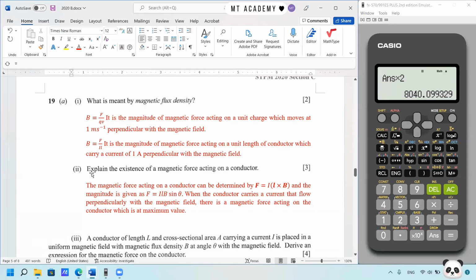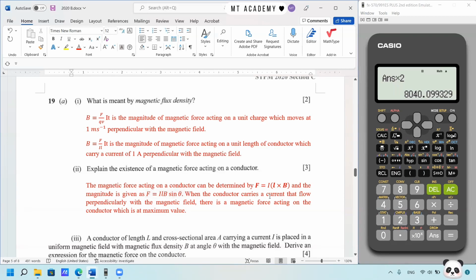So look at the second one. Explain the existence of magnetic force acting on the conductor. So we learned that the magnetic force can be determined by the force equal to the current multiplied by the cross product of the length and the magnetic flux density. The magnetic force is equal to ILB sine theta, where theta is the angle between the magnetic field and the direction of the current flow.